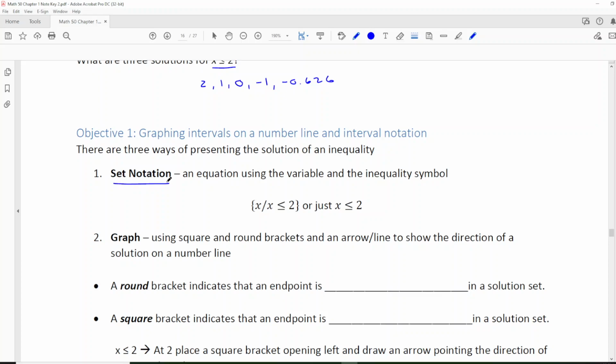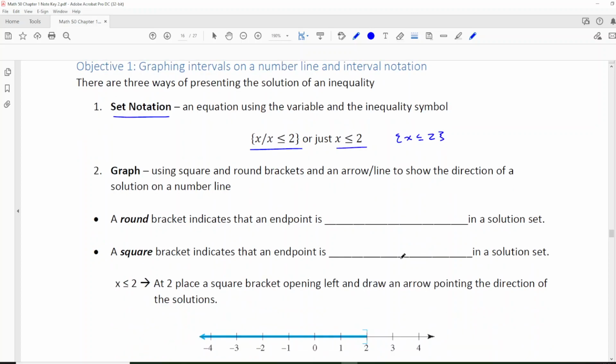So set notation is when you solve a linear inequality, you end up with an inequality like x is less than or equal to 2. And the reason it's called set notation is because even though we write it like this, we could write it like this, right? We could use our set brackets. It's the set of x such that x is less than or equal to 2, or simply just x is less than or equal to 2, or you could put the set brackets just around that part. There's lots of variations of that, but that's set notation, pretty simple.